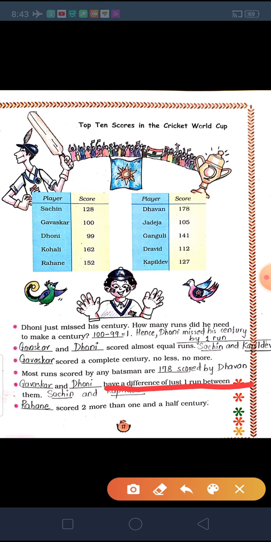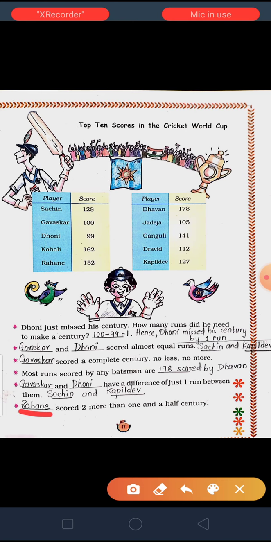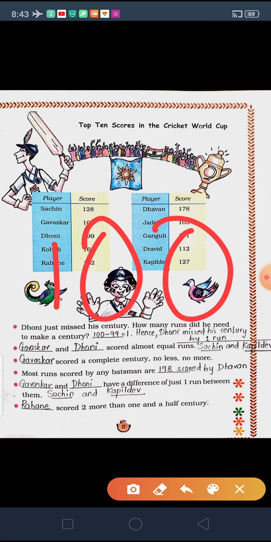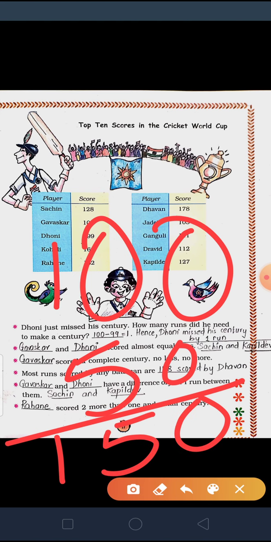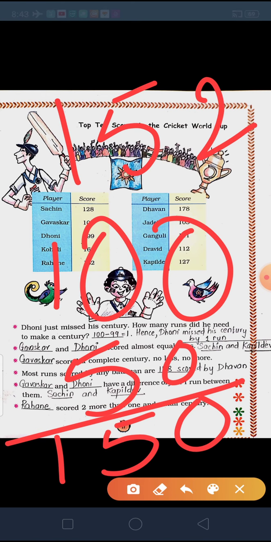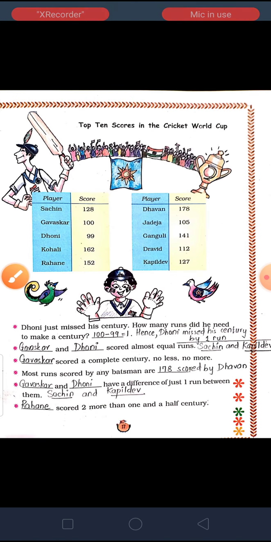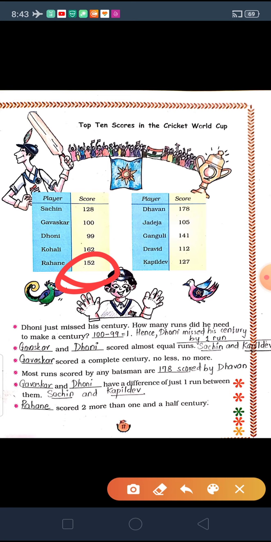Next is: dash and dash have a difference of just 1 run between them. As we saw in the second question, Gavaskar and Dhoni had a difference of 1, and even Sachin and Kapil Dev had a difference of 1 run. So both the names will be suitable. Next is: dash scored 2 more than 1.5 century. 1.5 means 1 century is 100, and what is half of 100? 50. So who made 2 more runs than a total of 150 runs, means who has 152 runs here? Rahane has 152 runs.